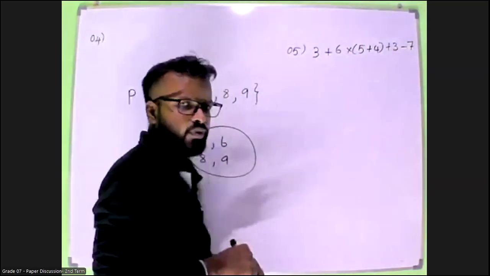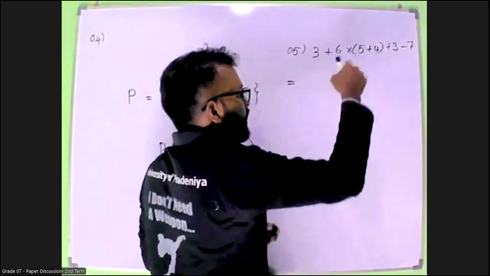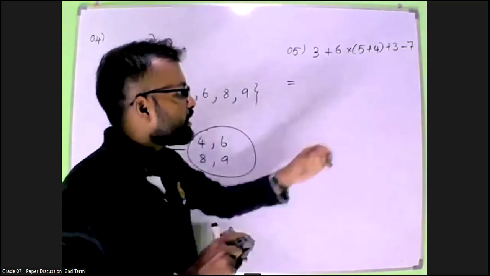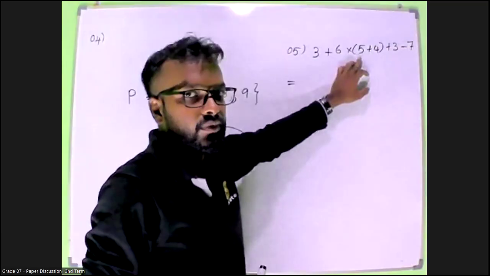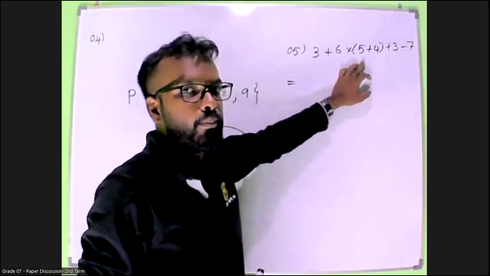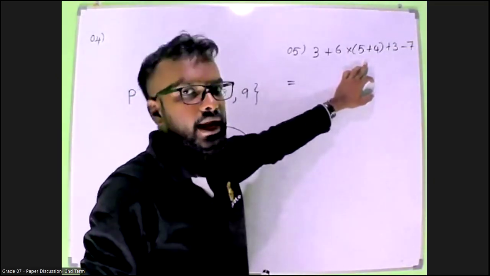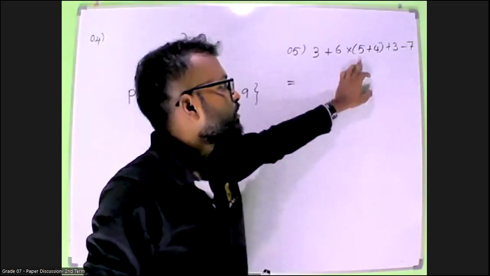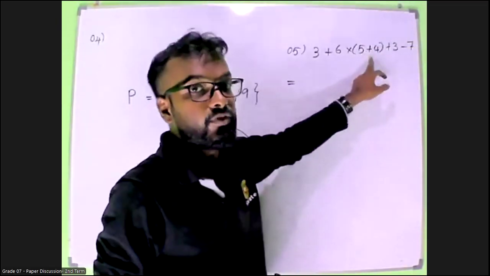So there are a few ways to do it, right? But if you see something like this, here you have brackets, right? If you follow the way BODMAS, bracket, of, division, multiplication, addition and subtraction, right? BODMAS. So you have to simplify what is inside the bracket first.